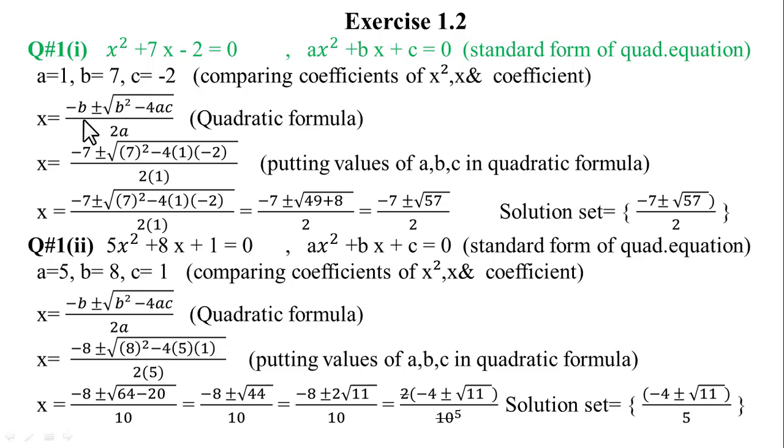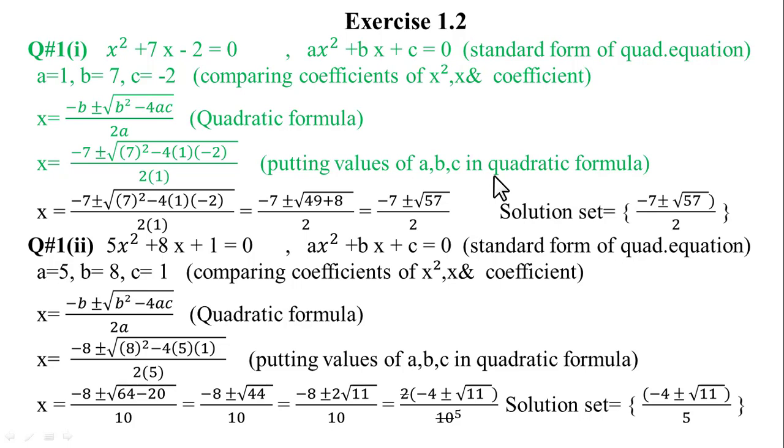Then we use the quadratic formula. Here the quadratic formula is x is equal to minus b plus minus the square root of b square minus 4ac divided by 2a. Now putting the values in the quadratic formula, x is equal to minus the value of b, 7, plus minus the square root of 7 square minus 4 into the value of a, which is 1, and the value of c, which is minus 2, divided by 2. Putting the values of a, b and c in the quadratic formula.